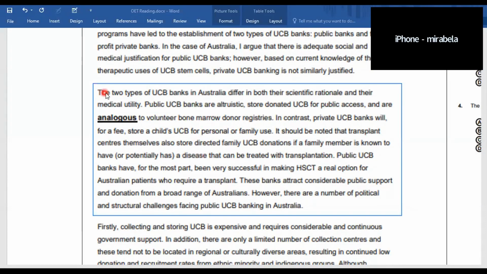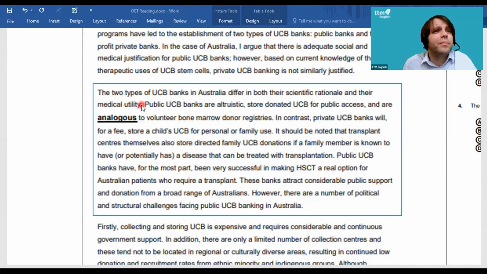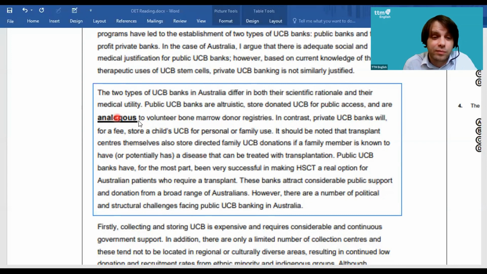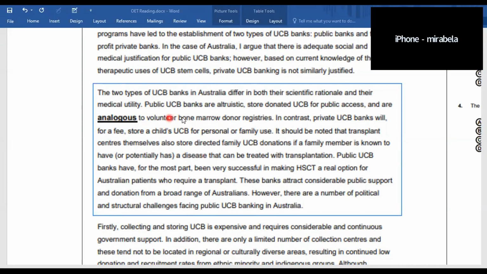The two types of UCB banks in Australia differ in both their scientific rationale and their medical utility. Stop there. What's the question, everyone? What does the author suggest about public banks? Yes, good. Continue, please, Mirabella. Public UCB banks are altruistic, store donated UCB for public access, and are analogous to volunteer bone marrow donor registries.